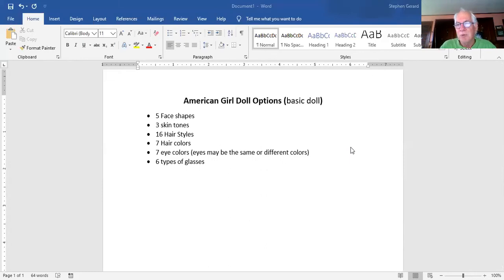What they essentially try and say to you is, you can order a doll from us and it will be a unique doll. The chances of the girl next door having the same doll as you do are very, very low. Why is that? Because when you order it, you can order any of 5 different face shapes, 3 different skin tones, 16 hairstyles, 7 hair colors, 7 eye colors, and 6 types of glasses. There's more combinations than that, but I'm going to limit it to that just to try and keep the issue fairly clear. So there's all these possibilities.